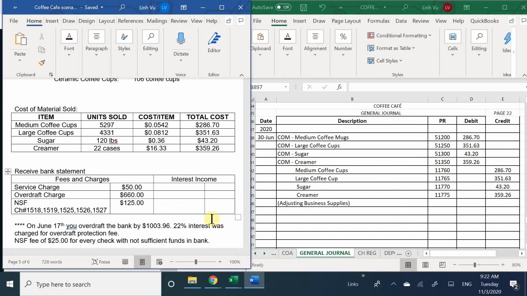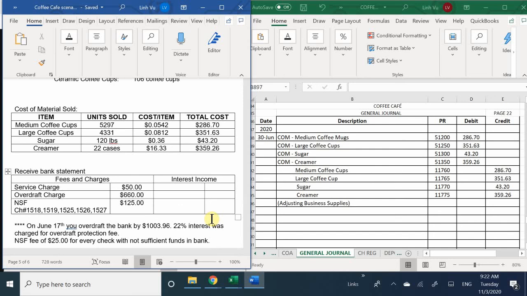Okay, so here, let's look at our overview. So we did have the overdraft protection fee. And because it was, what did we have? 22% for every $1,000 that you go over. So now we have a total of $660 worth of interest that we got charged. Okay.